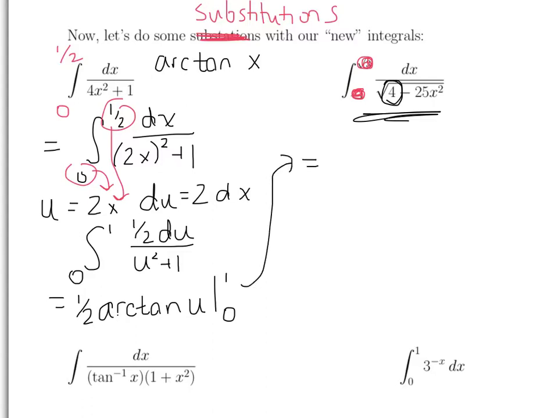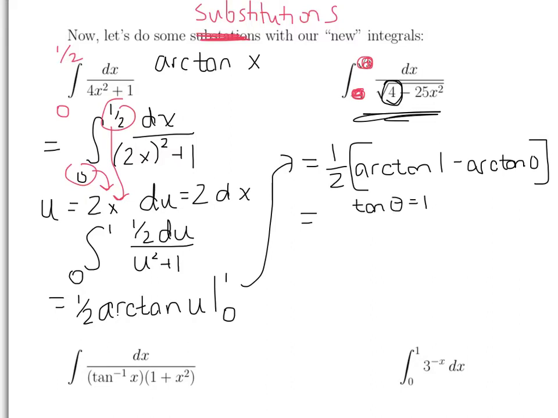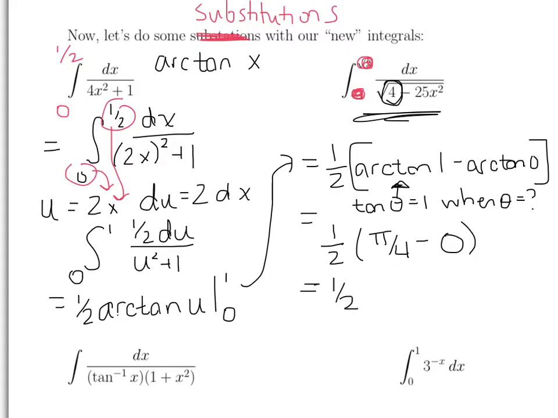And then the only other thing that some of you all had questions with or comments about was how to actually solve this. So this is 1/2 arctan of 1 minus arctan of 0, all in parentheses there. And then remember, this just means tan of theta equals 1 when theta equals what? So that's really what this is asking. That's what arctangent means. And if you remember unit circle, tangent is 1 at pi over 4. So this is just pi over 4, and if we ask ourselves a similar question for arctan of 0, that's at 0. So we get 1/2 times pi over 4, which is pi over 8, which a lot of you got, and that's really great.